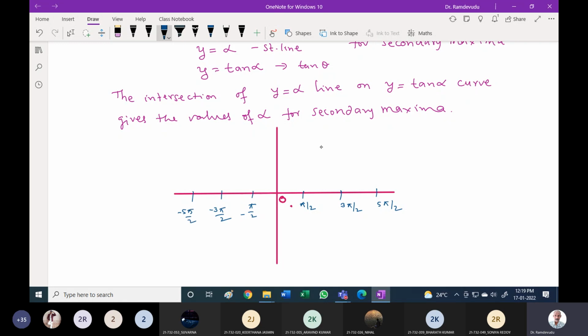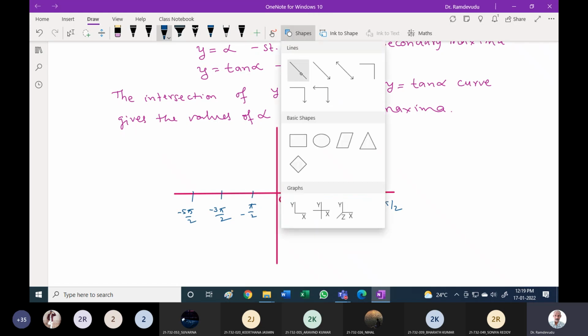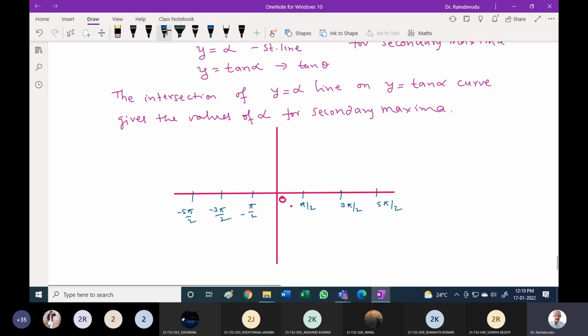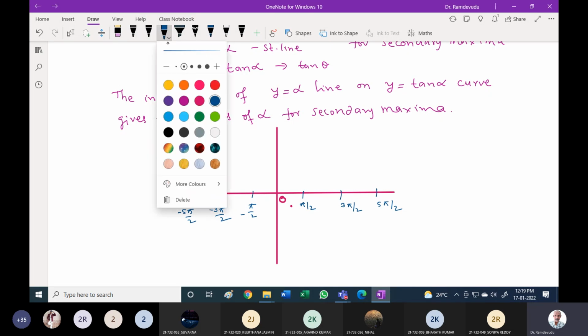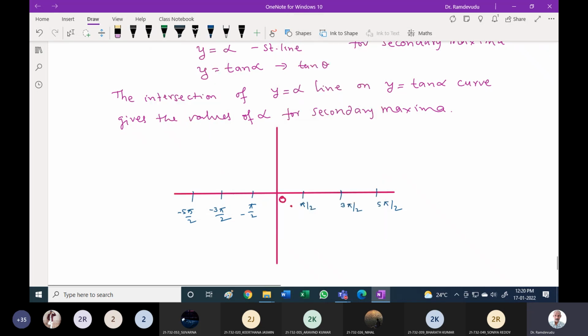Now I want to extend these and draw the shapes. I am now drawing with a different color. I am taking a green color and I'll draw the shapes. This is the line that is passing through pi by 2. Then I draw another line passing through 3 pi by 2.